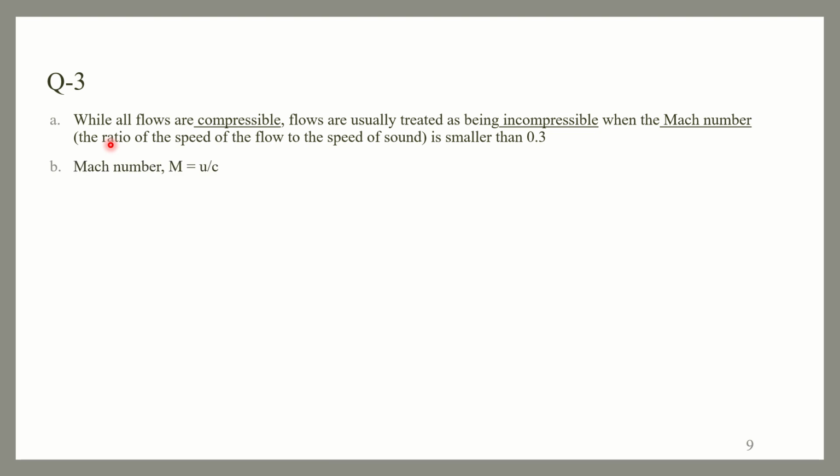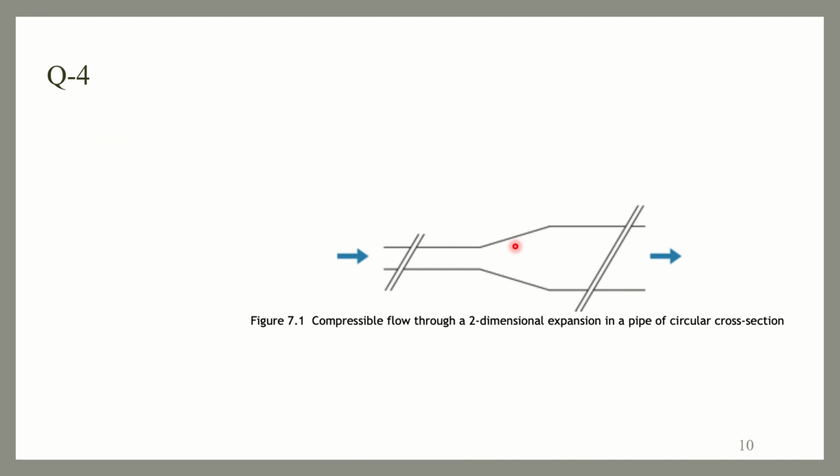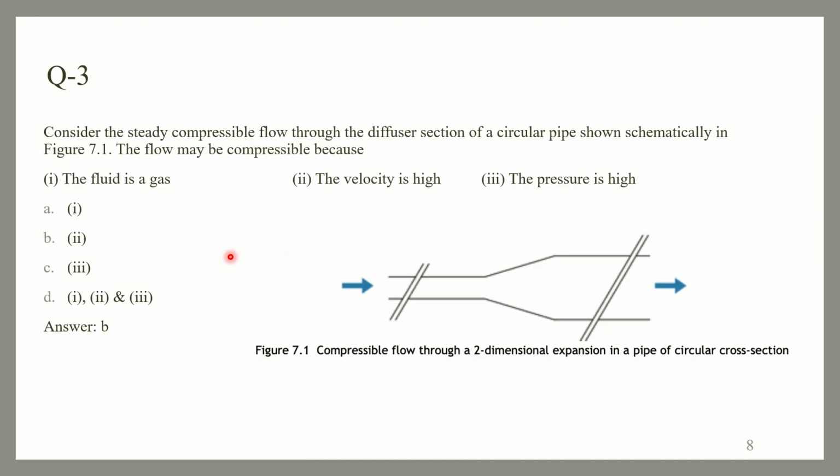What is Mach number? Mach number is the ratio between speed of flow to the speed of sound in that particular medium. So use local flow velocity and the speed of sound in the medium. If velocity is high, Mach number will be large, therefore the flow will be compressible. So when velocity is high, Mach number would be high, and since Mach number is high, we say that the flow is compressible.